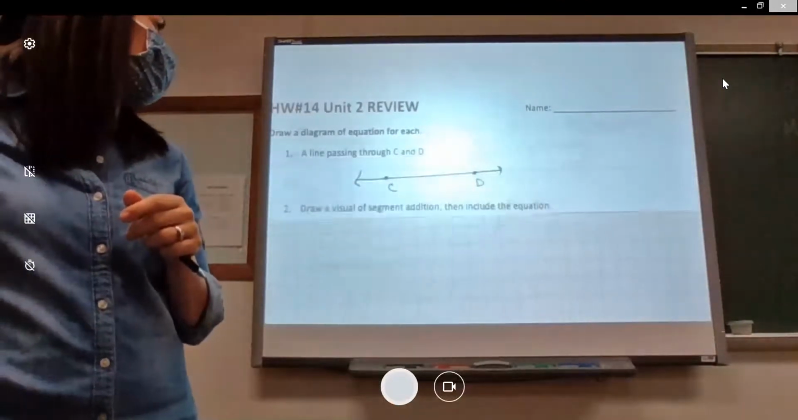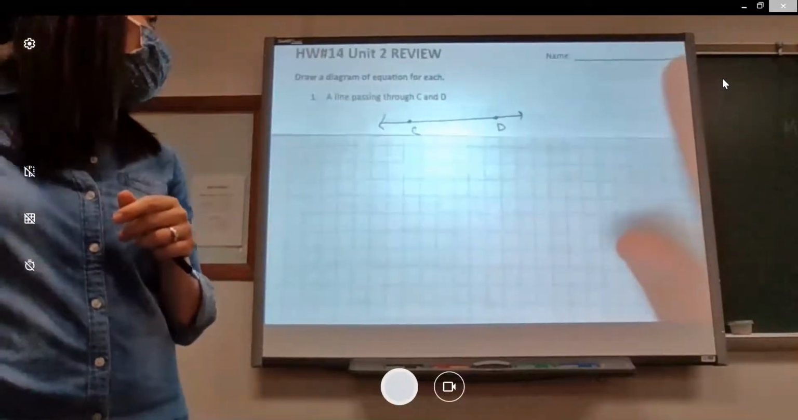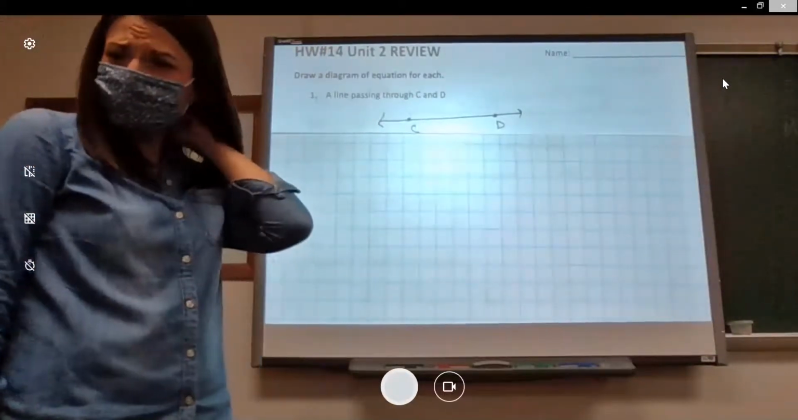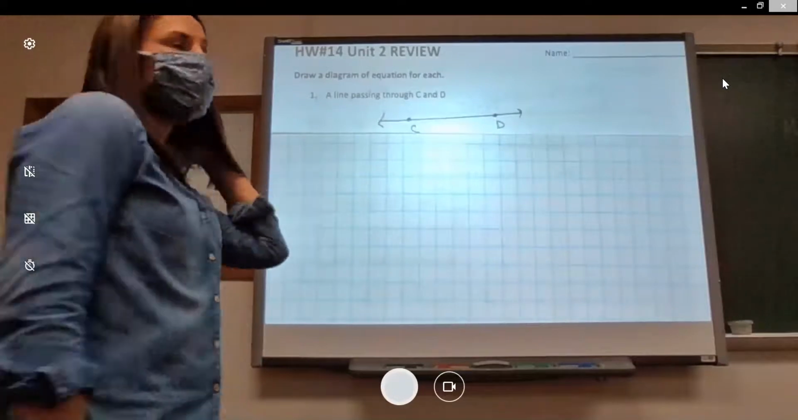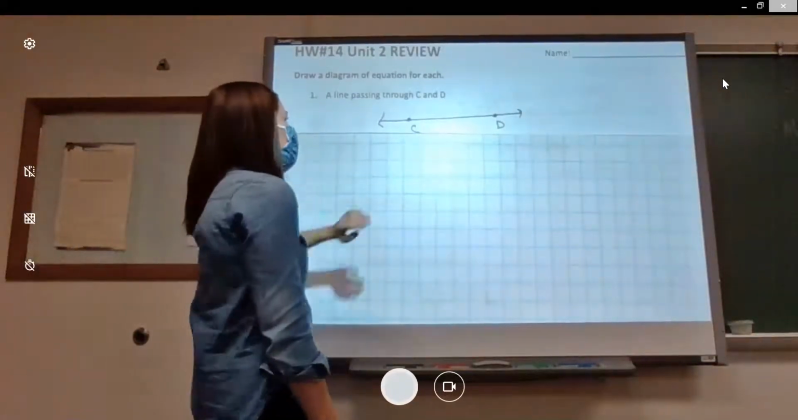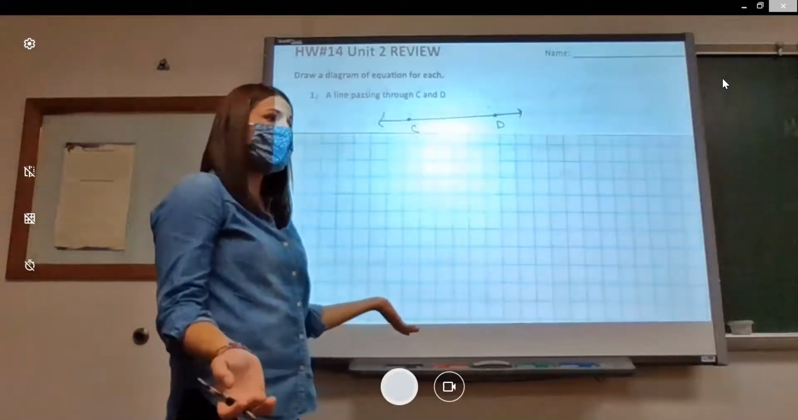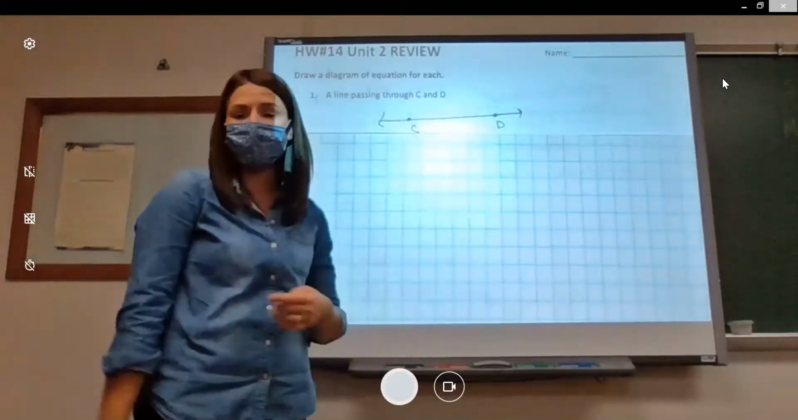So one, we haven't done one yet. I'm just going to kind of go through the diagram. So certainly you'll be asked to do this on your test. This just asks us to draw a line through C and D. So here's my line and it has points C and D. It could have other points on it, by the way, too, but as long as C and D are on that line, we're good.